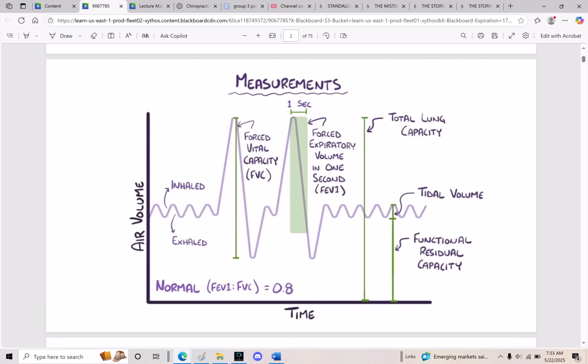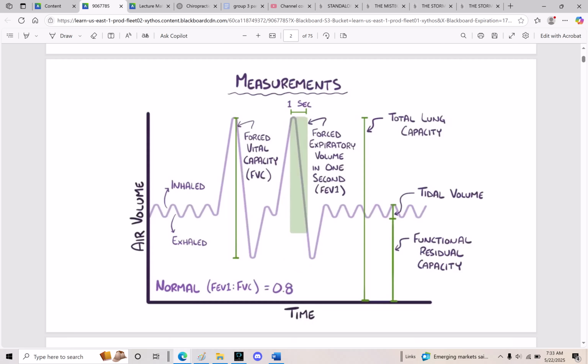If you want the numbers, how you get there, the forced vital capacity is going to equal tidal volume plus inspiratory reserve volume plus expiratory reserve volume. That's going to give you your forced vital capacity.